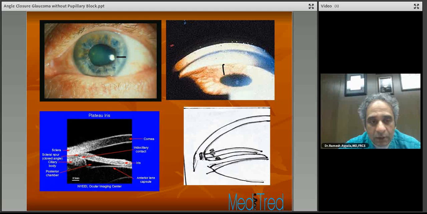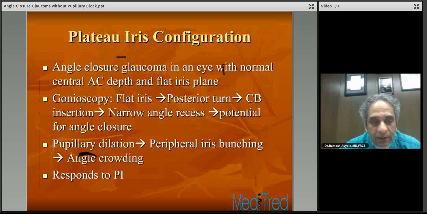And here is an ultrasound picture that I found on the internet, and I would like to acknowledge the NYEEI Ocular Imaging Center for helping in this teaching process. So you can see actually that the iris is pushed, and the root of the iris is pushed anteriorly, compromising the trabecular meshwork. And here is a schematic of the same, showing different insertions of the root of the iris into the trabecular meshwork that will lead to compromised drainage pathways and narrowing of the angles.